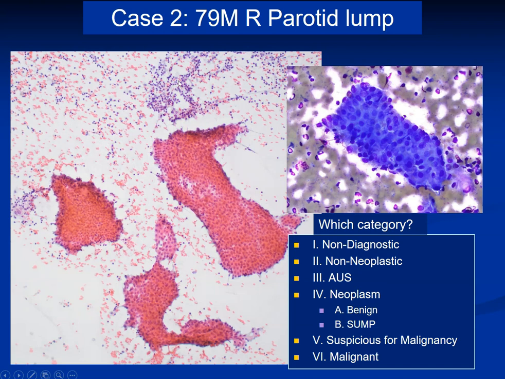Moving on to the second case, this is a 79-year-old man with a right parotid lump, and we can see here sheets of relatively uniform oncocytic cells with abundant cytoplasm and a background of lymphocytes. So which category would you put this into?